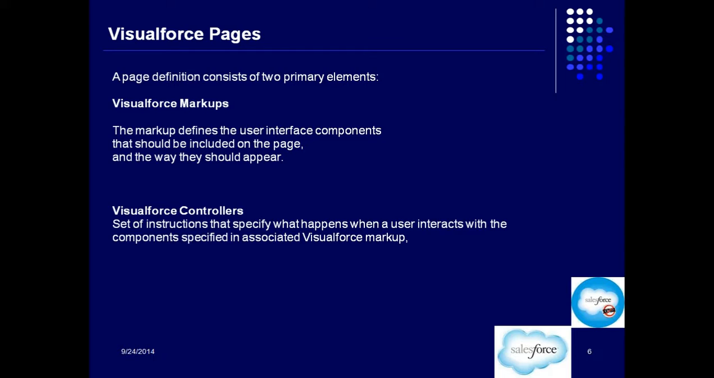So a controller is basically the set of instructions which you don't see on the page, but that set of instructions specify what will happen when a user interacts with the page. Let's say what happens when you open the page, what happens when you click on the page, what happens when you refresh the page, that sort of thing, right? So that set of instructions is the controller. Markup is something which is visible clearly on the screen, and the controller is what is there in the backend. Clear on that?